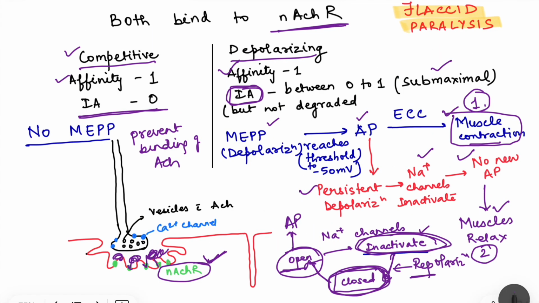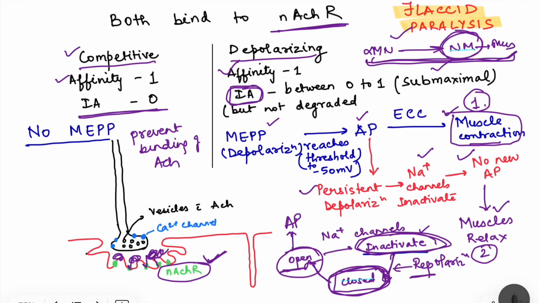And the paralysis which occurs in both types is flaccid paralysis. Why flaccid paralysis? See, in upper motor neuron and lower motor neuron, we have read about spastic and flaccid paralysis. So, a lower motor neuron is basically from the alpha motor neuron in the spinal cord to the neuromuscular junction and then to the muscle. Anywhere, if the injury is here, then it will lead to flaccid paralysis. So here the neuromuscular junction is affected in both cases. So we get flaccid paralysis.